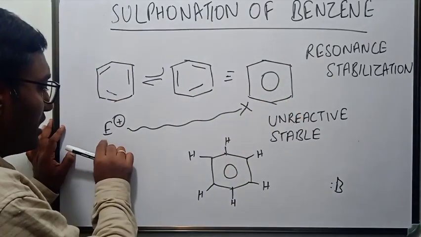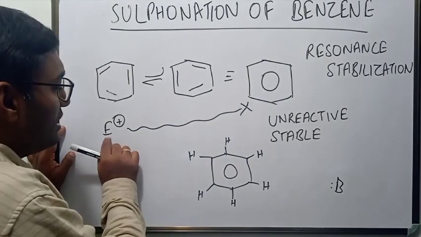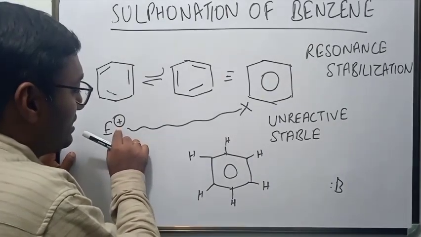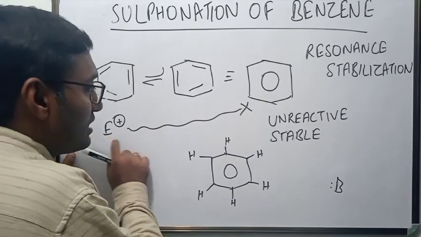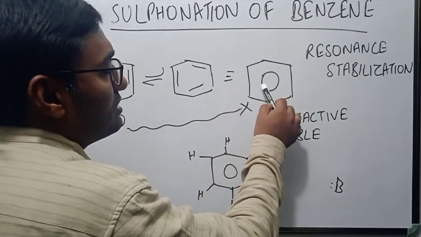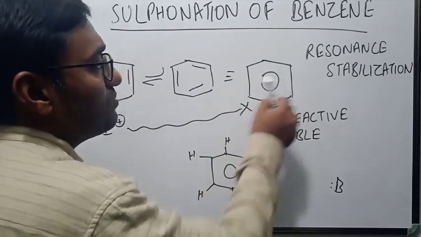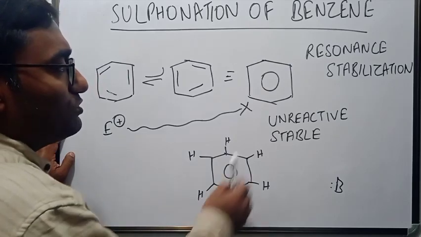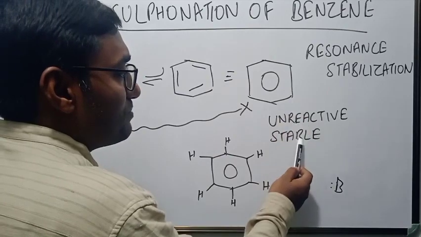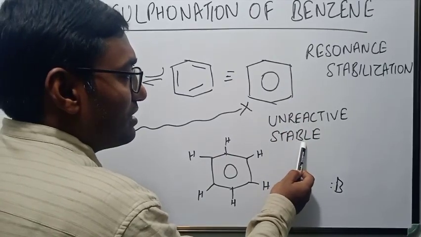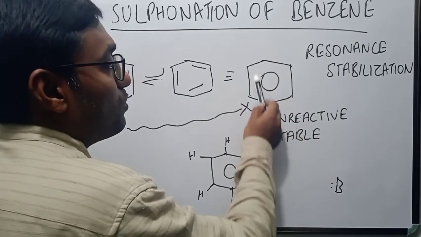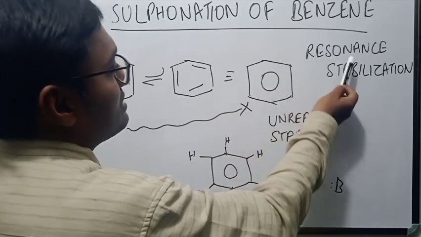Now, if I put an electrophile into this system, the electrophile is positive. It needs a pair of electrons. For that, it attacks the benzene ring, but is unable to do so because the electrons are in constant dynamic motion. So this makes the benzene ring very unreactive. That makes the benzene ring very stable. Such stabilization, owing to delocalization of electrons or owing to resonance, is referred to as the resonance stabilization.